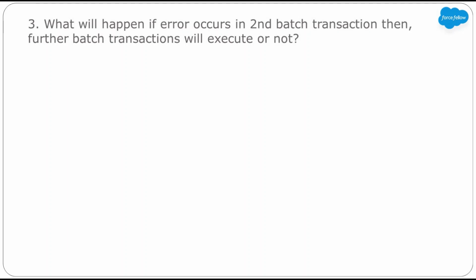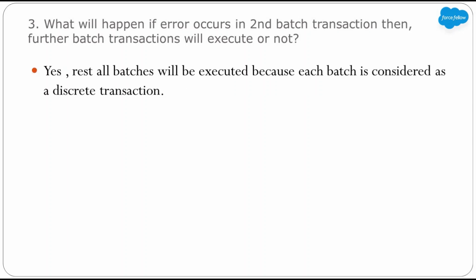Now first batch executed successfully, and in second batch somehow we got an error division by 0 and still 3 batches are pending. Now interviewer wants to know about batch 3, 4 and 5, whether they will execute or not. The answer is yes, all the rest of the batches will execute, because each execution of a batch is considered as a discrete transaction. Whatever happened in the last batch doesn't matter for the other batches. They are completely unrelated. So definitely batch 3, 4 and 5 will execute.